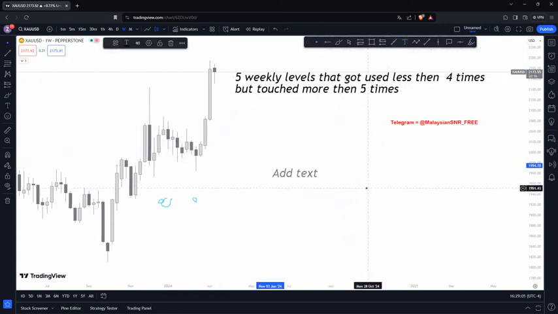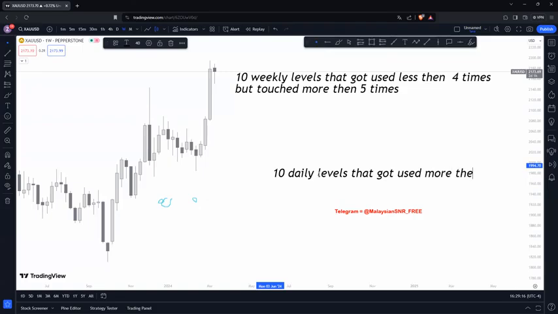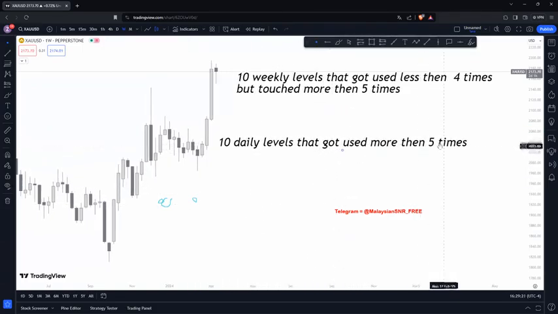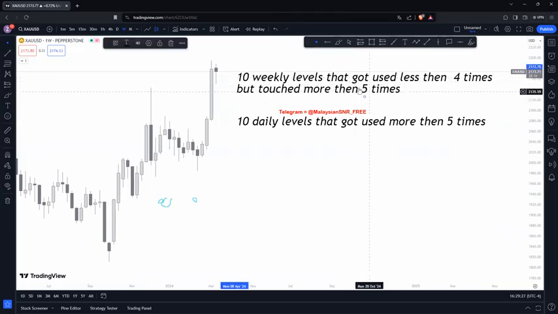And for the daily, you have to get me 10 daily, sorry, that's 10, not 5. Okay, 10 daily levels that got used more than 5 times. More than 5 times meaning 5 times or more, 6, 7, 8, okay? So it doesn't matter how many times touched. This one matters how many times touched.